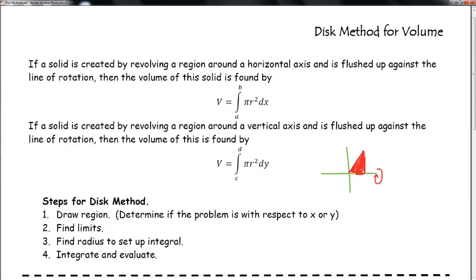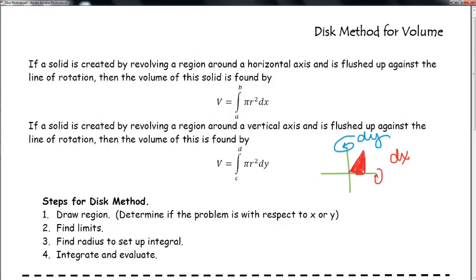If you're talking about a horizontal axis, like the one I just showed you, you are going to be talking in terms of dx. If we're talking about a vertical axis, so instead, what if I wanted to revolve this shape around the y-axis, then we're talking about dy. So x-axis goes with x, y-axis goes with y.